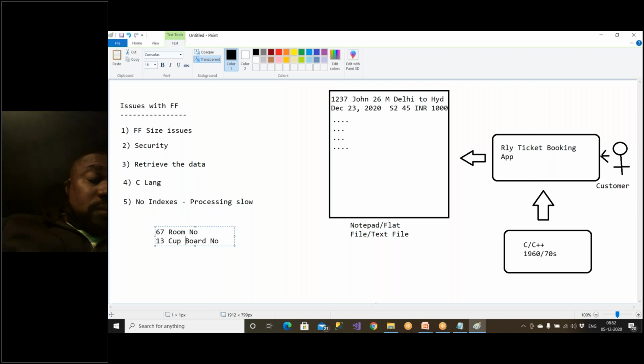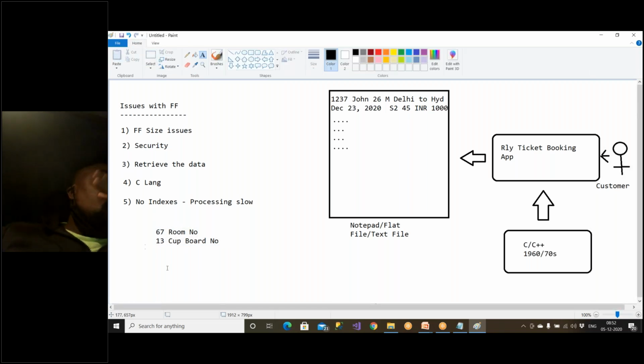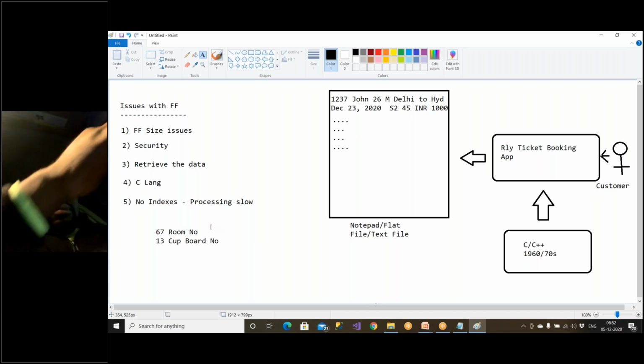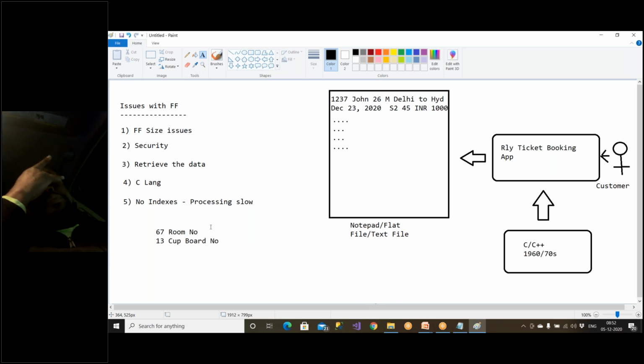Go to room number 1, search all the cupboards. Go to room number 2, search all the cupboards. Go to room number 3, search all the cupboards. So that is the issue. What is indexing? Wherever you're storing data, you need to tell that this data is available in such and such page and such and such file, so that I can go to only that file, open the file and get the data.